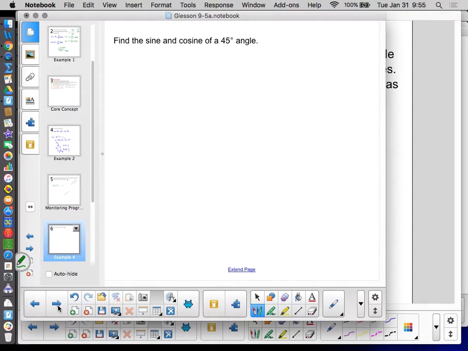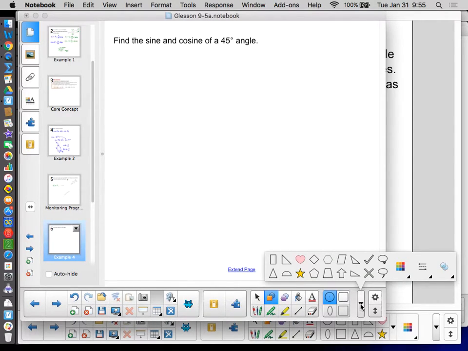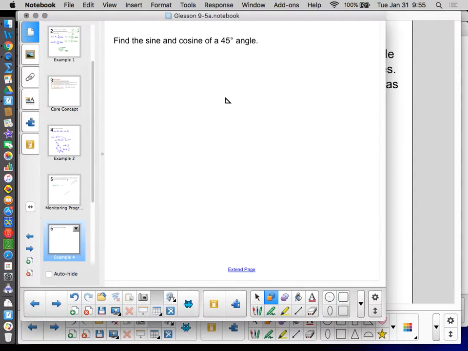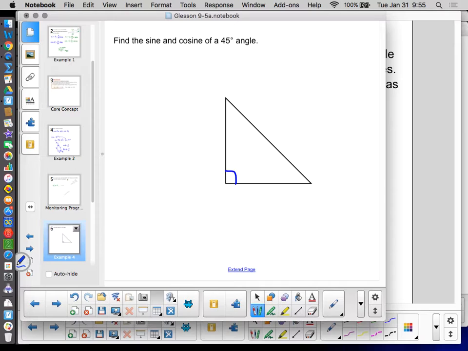Now it says find the sine and cosine for a 45-degree angle. Well, for a 45-degree angle, how do I know anything? I don't know the sides of my triangle. Oh, 45-degree angle. A 45-degree angle is one of my special triangles. X, X, X root 2. Remember, we said we had to memorize that very carefully. It's back. Find the sine of a 45-degree angle. Which 45? It doesn't matter. Pick one.